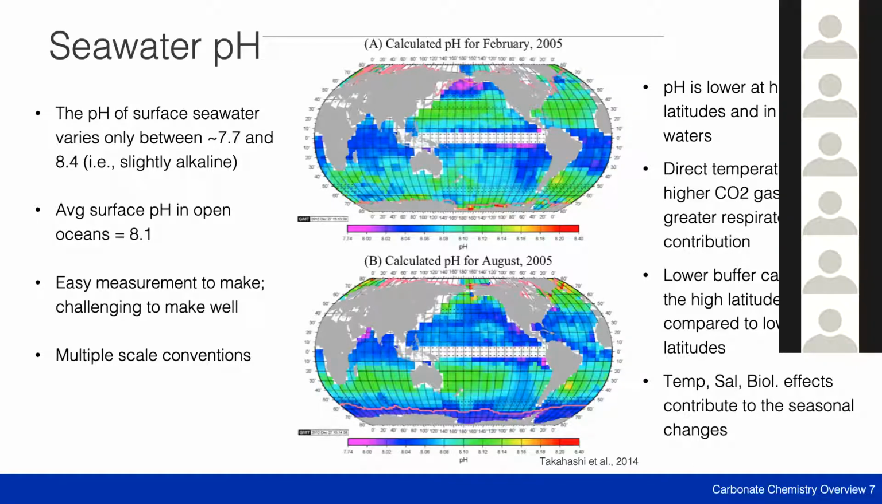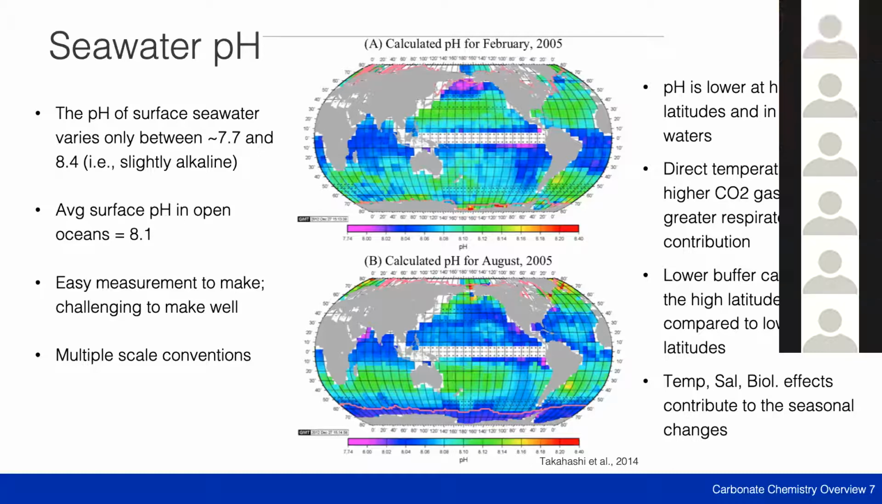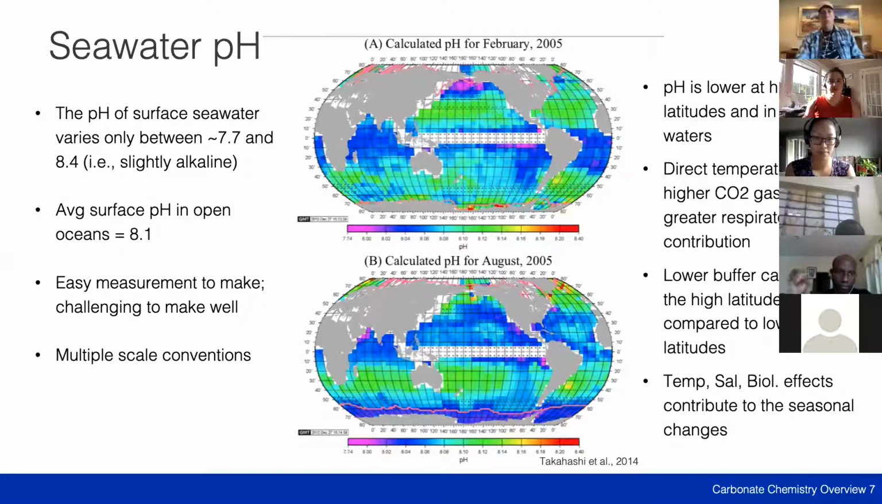pH is lower at high latitudes and in upwelled waters, because pH in deeper waters is lower, and when it's upwelled, it brings up that lower pH, more acidic water. pH is directly affected by temperature because it is related to CO2 gas solubility, and that is directly affected by temperature. And there's lower buffer capacity in high latitude oceans versus low latitudes. Okay. Next slide, please.